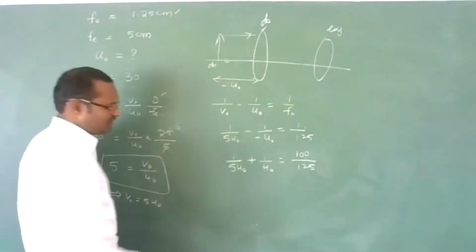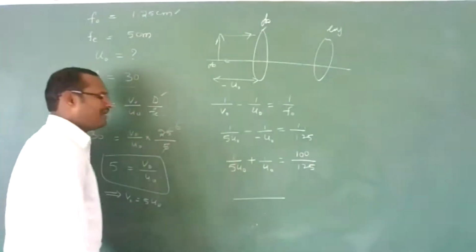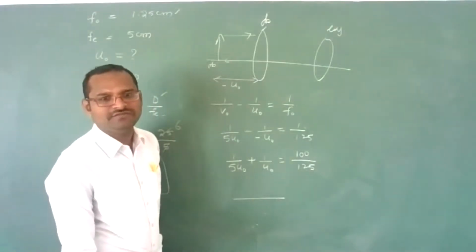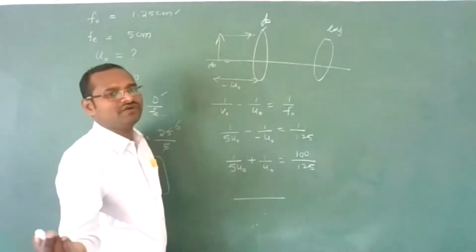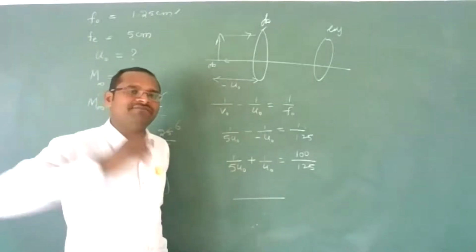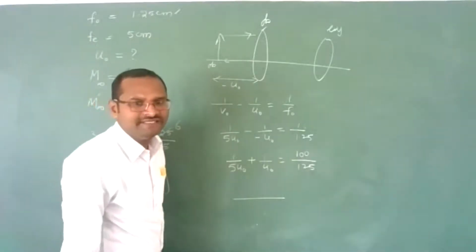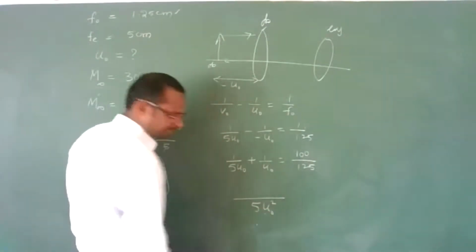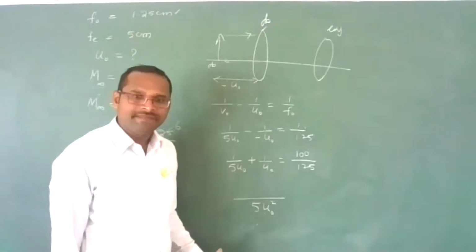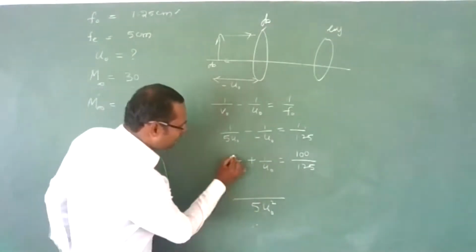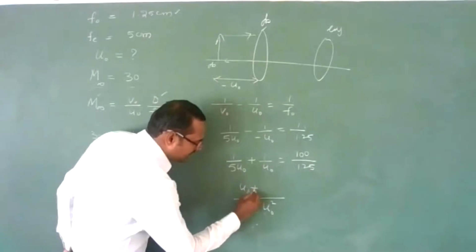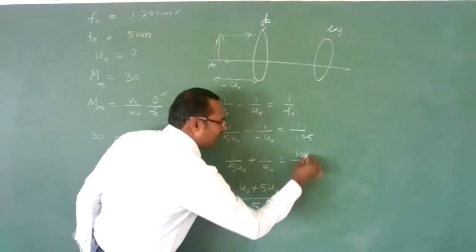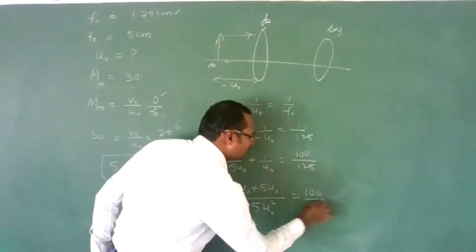Now what to do? You need to do mathematical calculations. What is LCM? Will you take LCM or will you multiply? Your wish, whatever you want, you do. I am going with the method of multiplying only because I feel it is easy for me. So 5 U0 into U0 is 5 U0 square. This into this multiply and then cross multiply them. 1 into U0 is U0 plus 5 into U0 is 5 U0 is equal to 100 by 125, right? As it is 100 by 125.